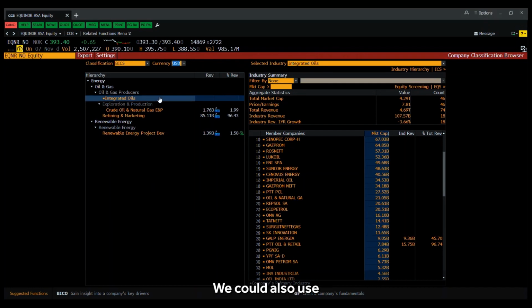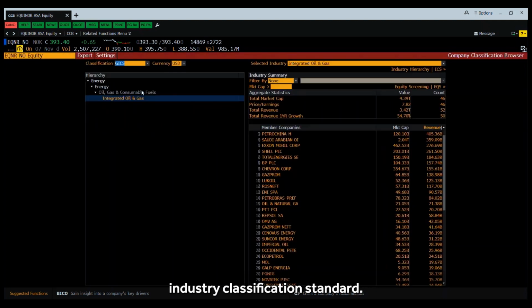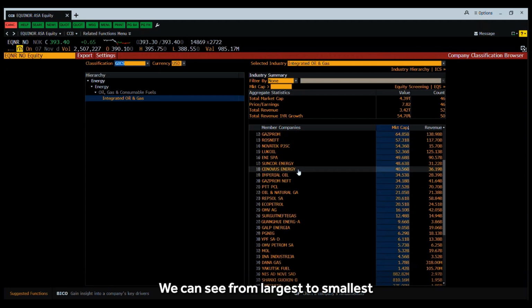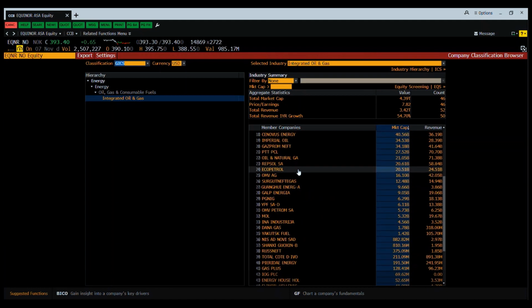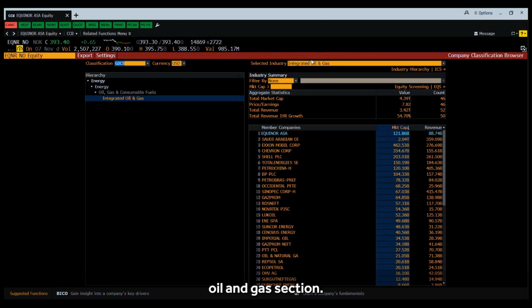We can also use other industry classification systems if we wish. For instance, by using this drop-down box here, we can change to using the GICS, or Global Industry Classification Standard. And then again, sorting on market capitalization, we can see from largest to smallest the members of the GICS Integrated Oil and Gas section.